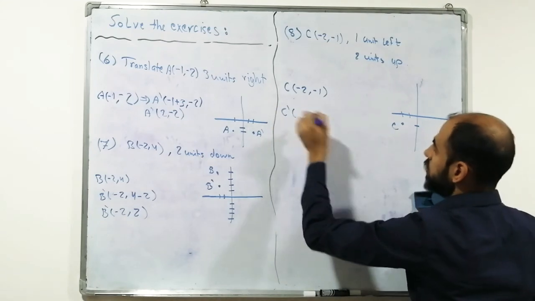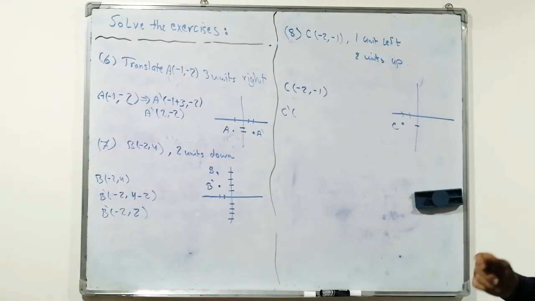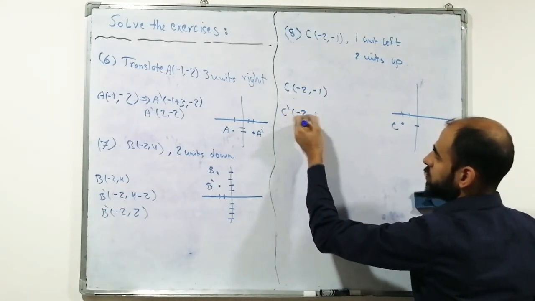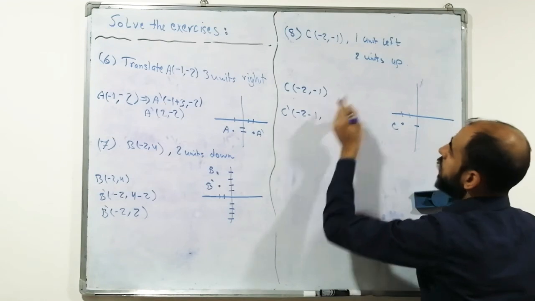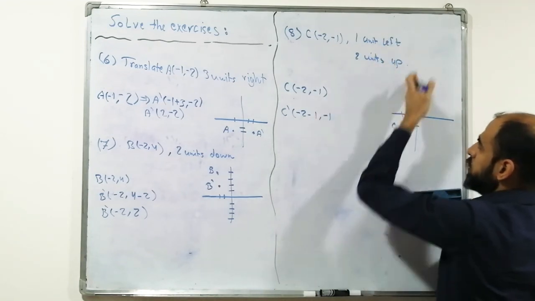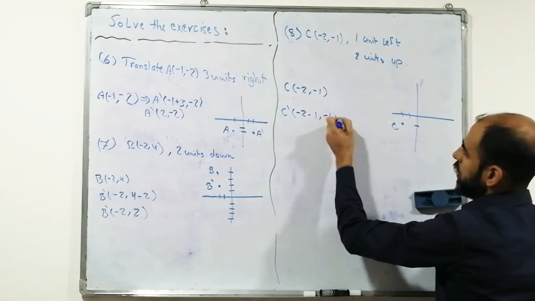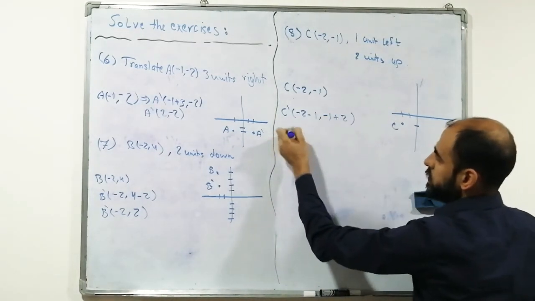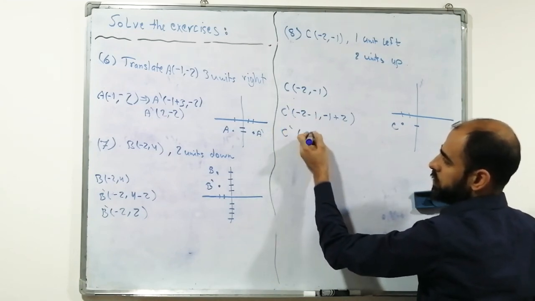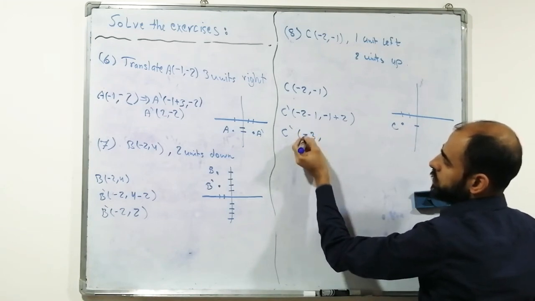Then C dash: first we have 1 to the left. To the left means to the negative side of x. Then we subtract 1 from -2. And we have 2 units upward. Since the translation upward is to the positive side, we add 2. For C dash, for the x-values we have two numbers with the same sign, so we add: 2 plus 1 is 3, so -3.